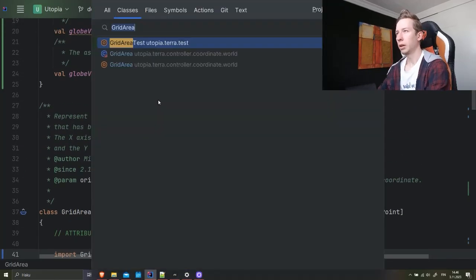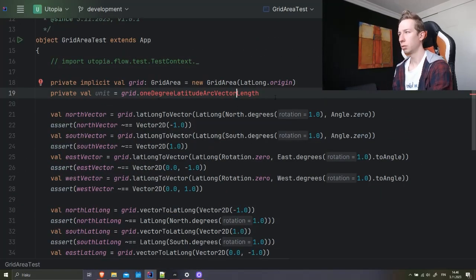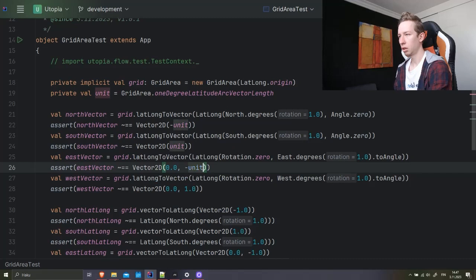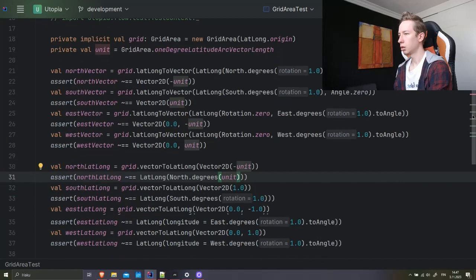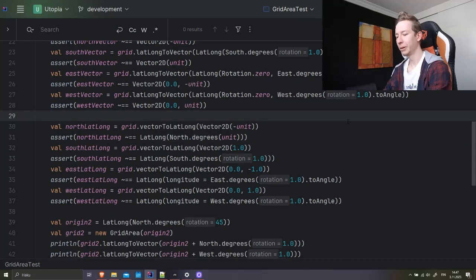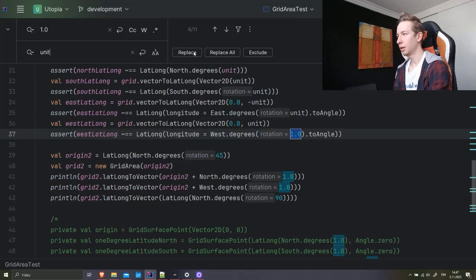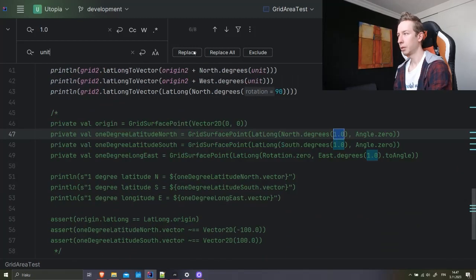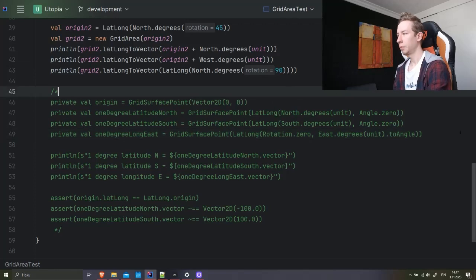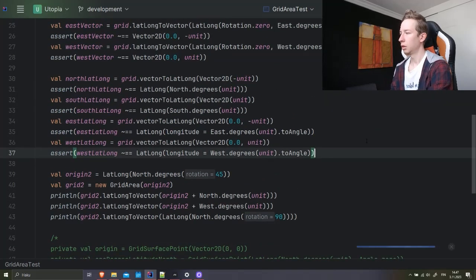And now in our grid test, you can just use grid area dot something and replace every one with a unit. Well, maybe we should not be doing this manually. Yeah, a bit faster this way. Okay. Let's try again.